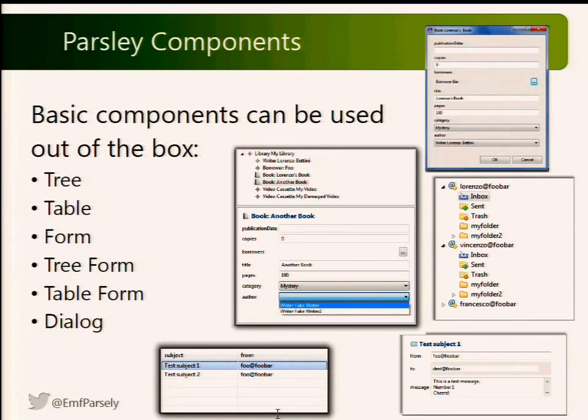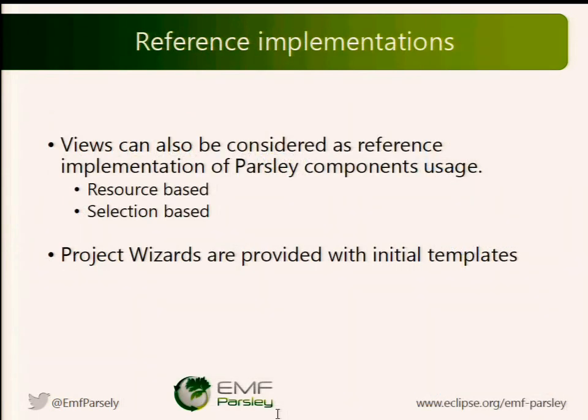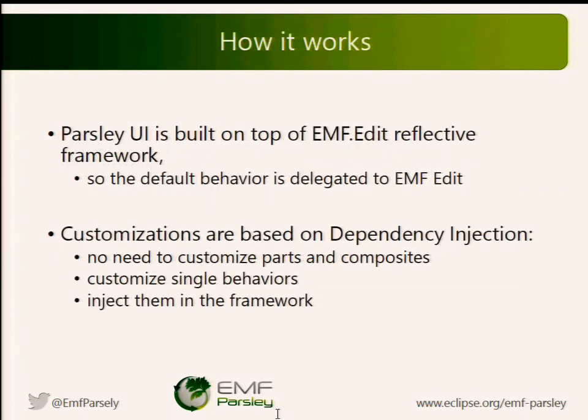So these are a few examples of the components we provide. We have dialogs, trees, tables, forms, and combinations of them. And we provide views and editors based on these components. So these components can also be seen as a reference implementation. You can develop your own components from scratch using the Parsley API. What we show here are some views based on resources, some editors, and some views based on selection. And we also provide some project wizards to easily create a project for Parsley and to easily start your development.